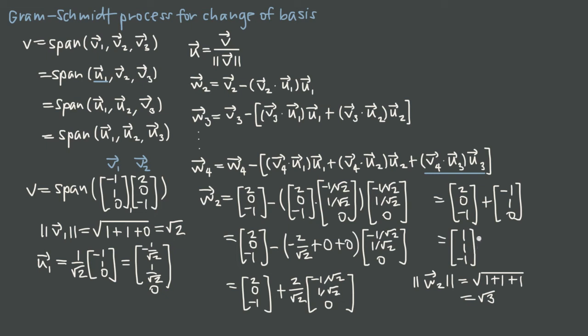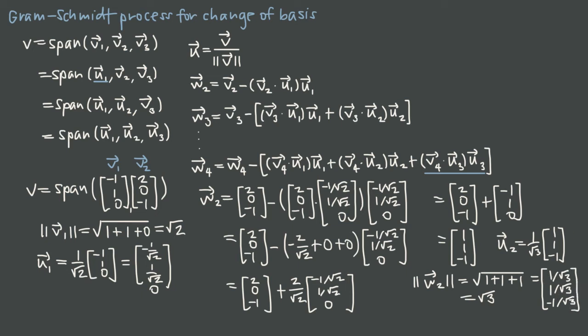So if we then want to normalize this vector to make the vector u2, we just multiply 1 over this length by the vector. So we would say 1 over root 3 times the vector we just found, 1, 1, negative 1, and this is now u2. If we incorporate that 1 over root 3, we simply get here 1 over square root 3, 1 over square root 3, and negative 1 over square root 3, and that is our u2.